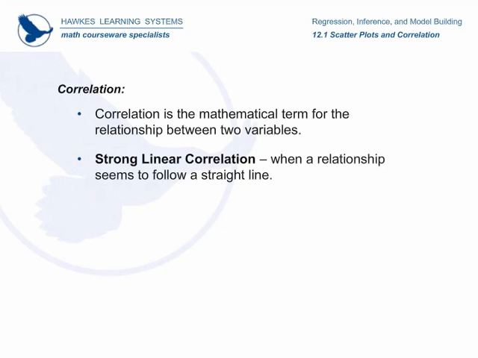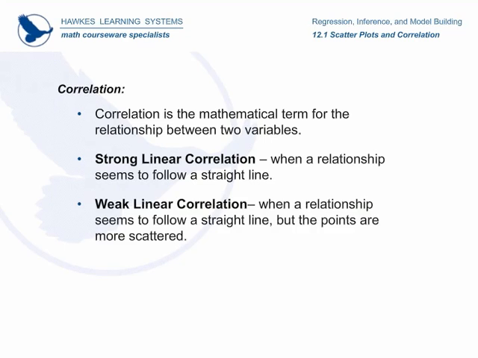We can have a strong linear correlation when a relationship seems to follow a straight pattern. Or we can have a weak linear correlation when a relationship seems to follow a straight line, but the points are more scattered. We can have no correlation when there is no relationship between the variables.